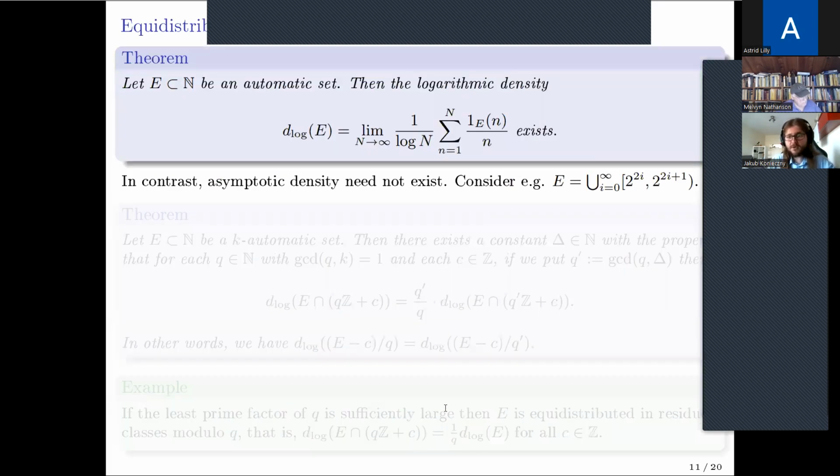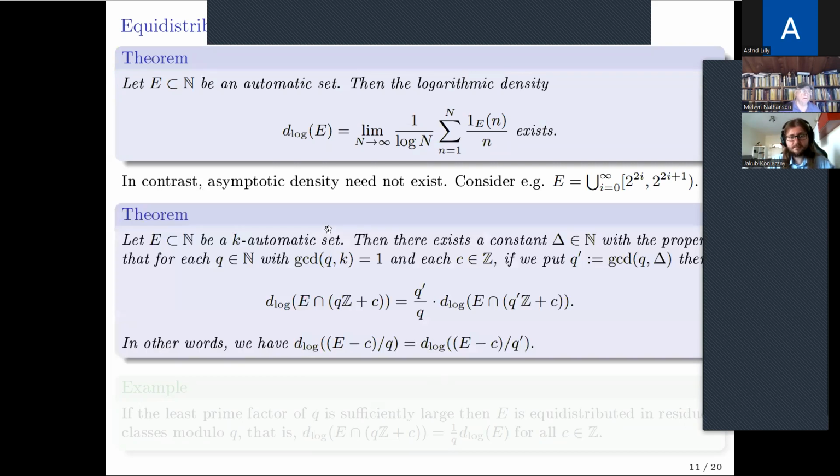Okay, so now let me move on to saying a couple of things about how those things are proved. We will need quite a few facts about densities of automatic sets. So let me start by recalling a very classical fact, that automatic sets have a logarithmic density. They are not guaranteed to have standard asymptotic density, but logarithmic density exists.